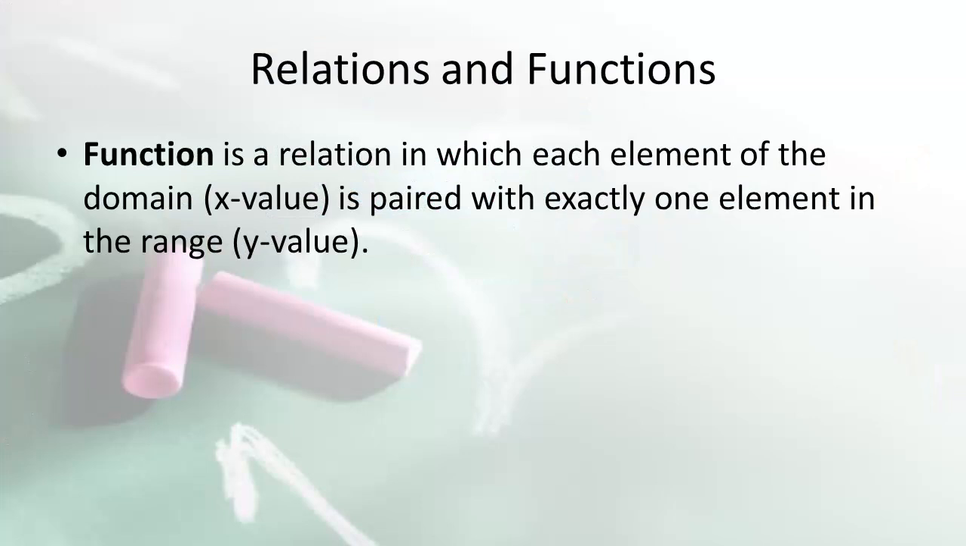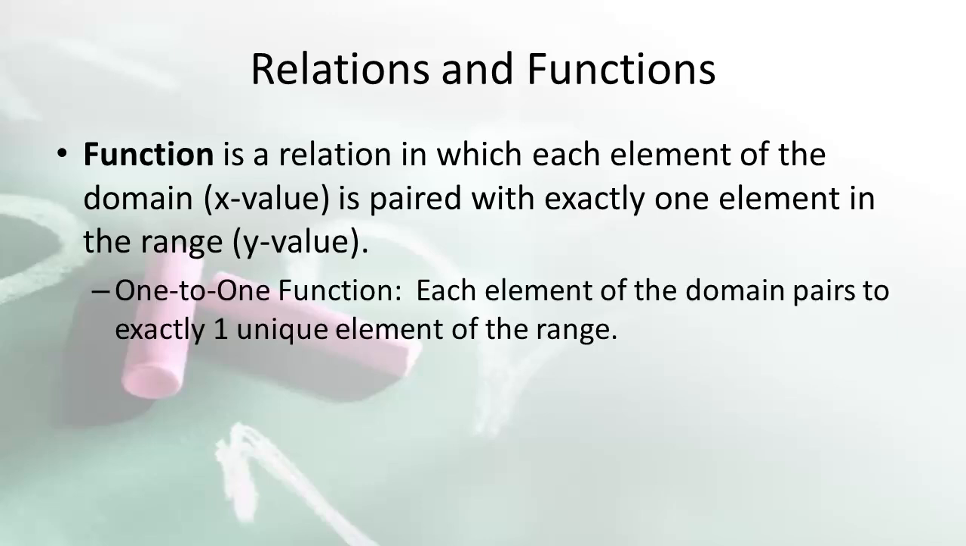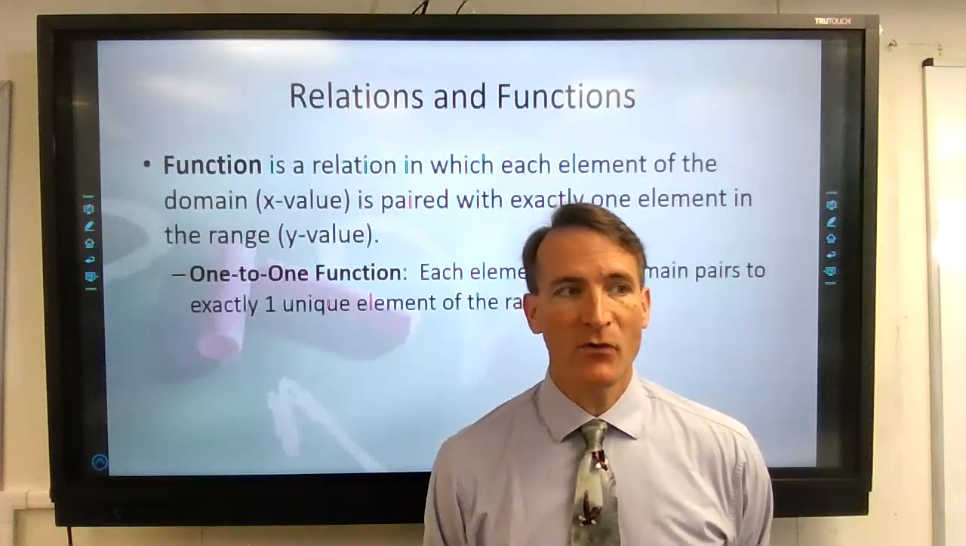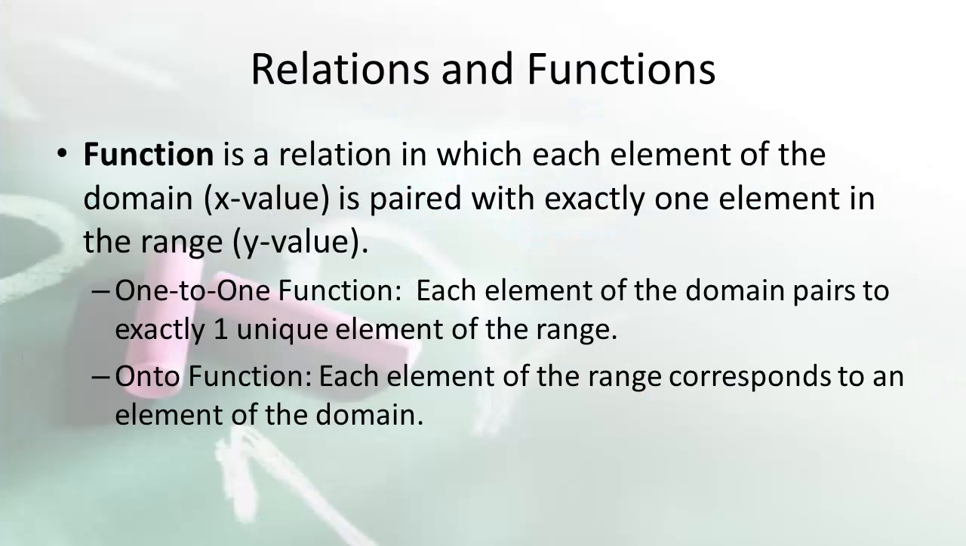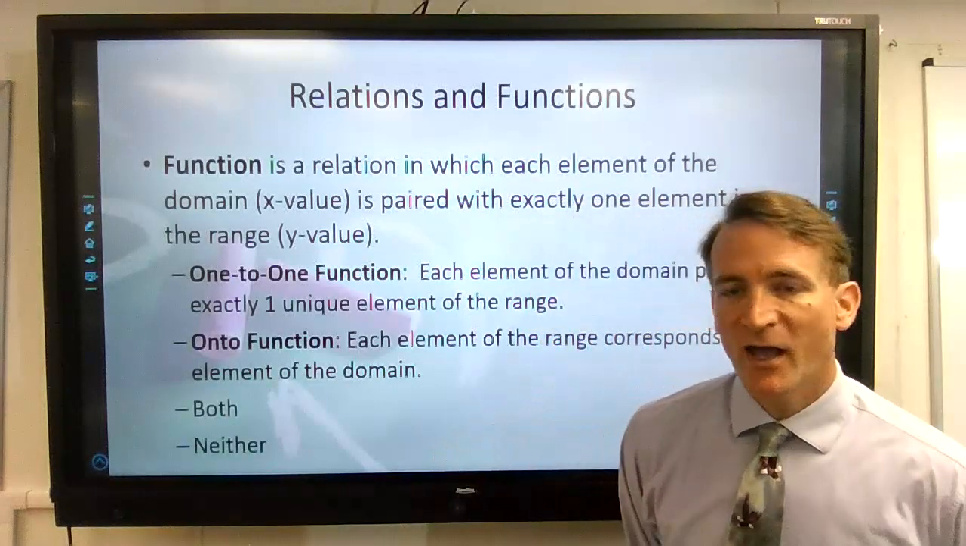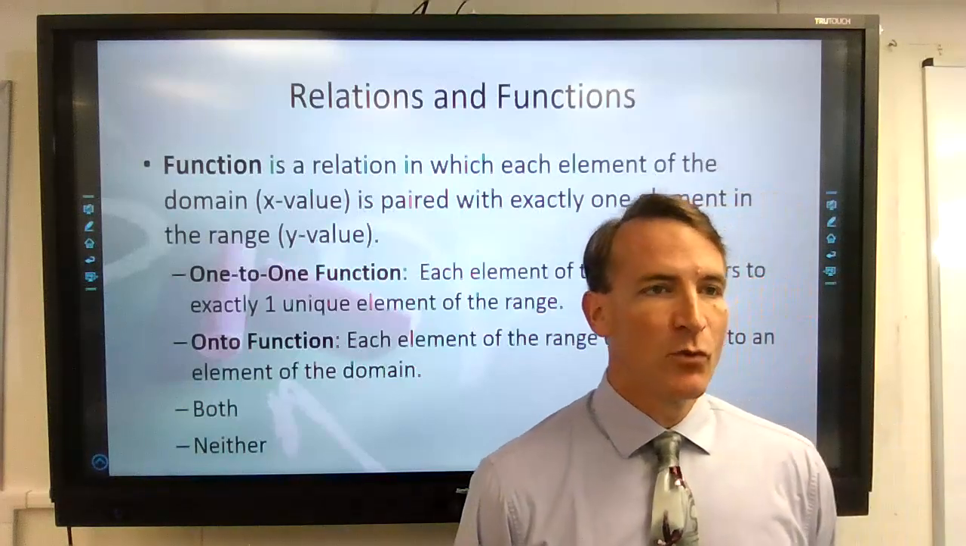So let's review. Today we learned that a function is a relation in which each element of the domain is paired with exactly one element in the range. No repeats. A one-to-one function, each element of the domain pairs with one unique element in the range. So each value of x has a different value of y. An onto function, each element of the range corresponds to an element of the domain, so we don't have any range values that are hanging out there all by their lonesome. And we can also have both of those that fall into the category or neither one that would fall into a category.